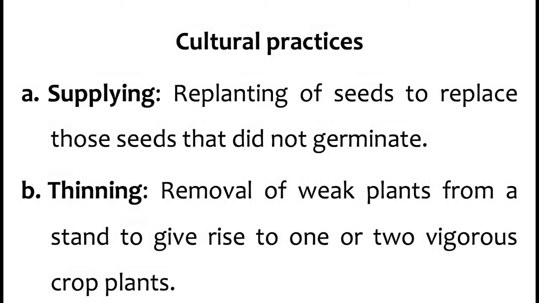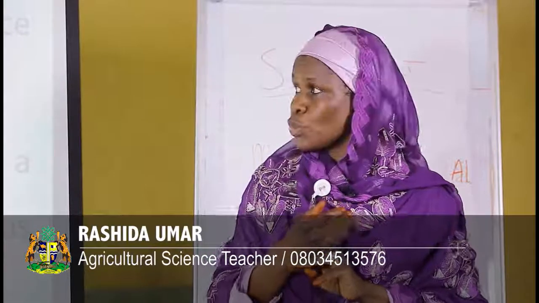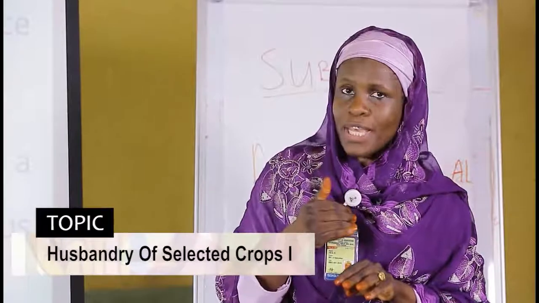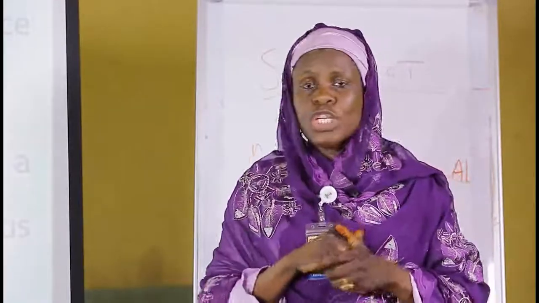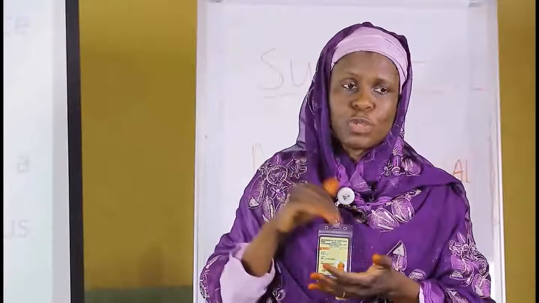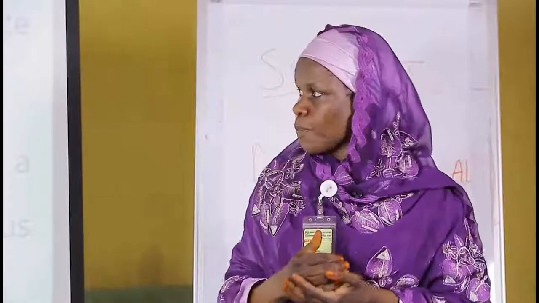Now let's look at the cultural practices of maize production. Supplying: replanting of seed to replace those seeds that did not germinate. When you plant your seed and you realize that the seed did not germinate, what you will do is supplying. It simply means the replanting of seeds that did not germinate. You replant again to replace the dead seed.